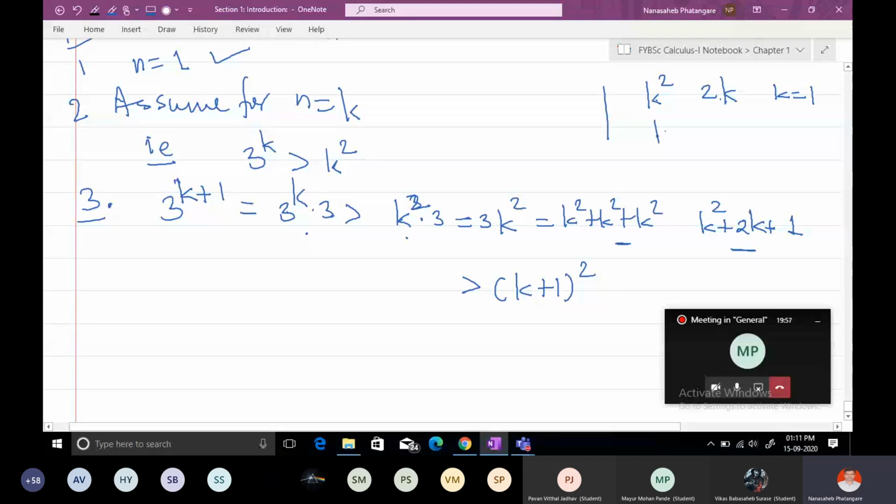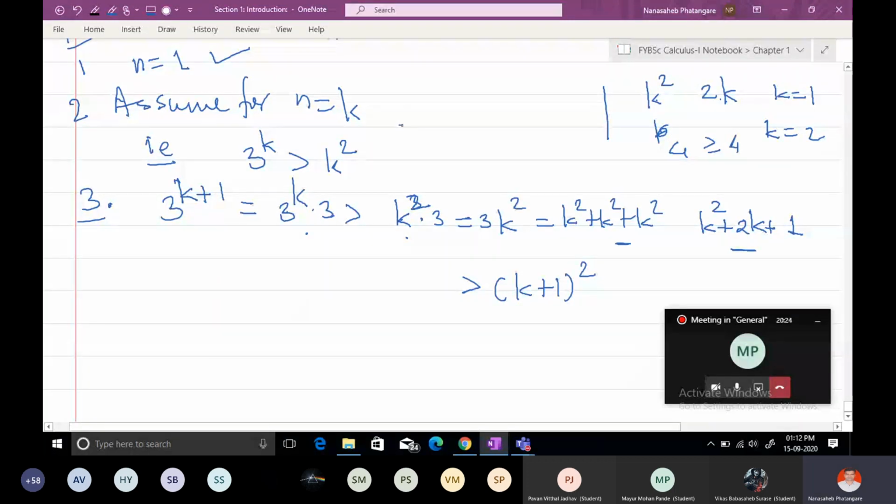Then if k is equal to 2, then no problem. The left side is 4 and the right-hand side is 4, so I can say it is greater or equal. Correct? Am I right? If k is equal to 2, no problem. But we are not worried about the k is equal to 1 case, right? We are worried about the larger, higher cases.